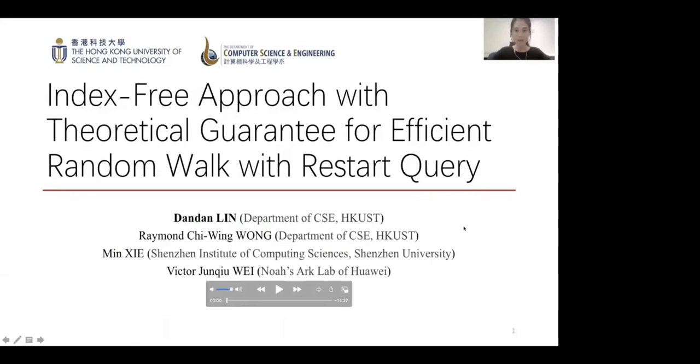Okay, so the third paper is Index-Free Approach with Theoretical Guarantee for Efficient Random Walk with Restart Query. The paper number 559. The author, Dan Lin, is a PhD candidate from Hong Kong University of Science and Technology. And I guess she's also online right now. If there's any question after the presentation, you can ask your questions.